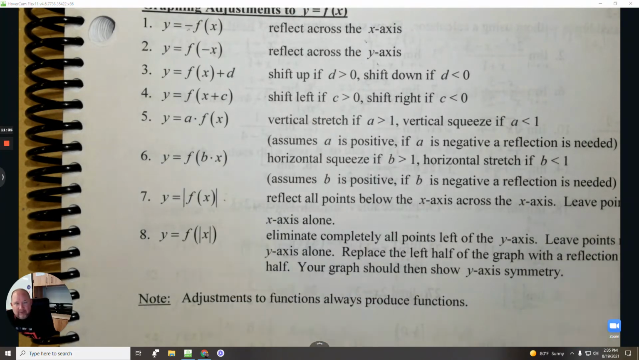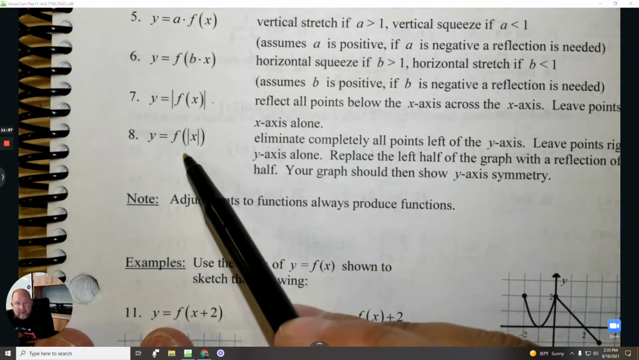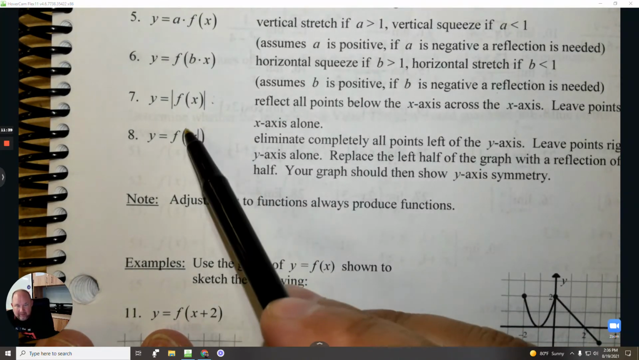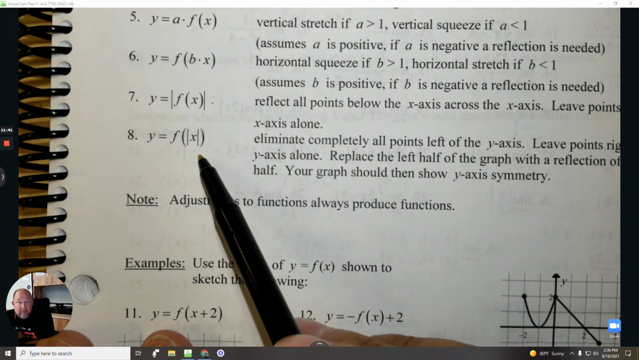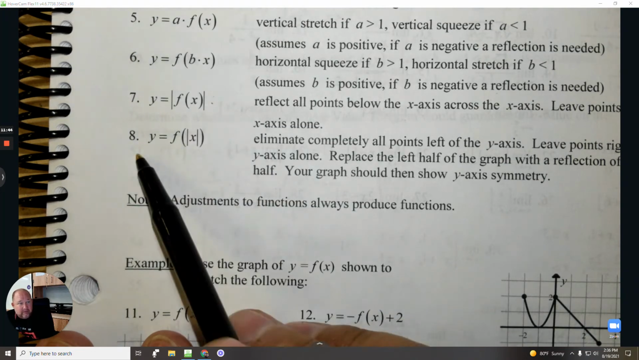Absolute value reflects points. This one's the tricky one. If it's the absolute value inside, you only graph what's on the right of the x-axis and then reflect over.